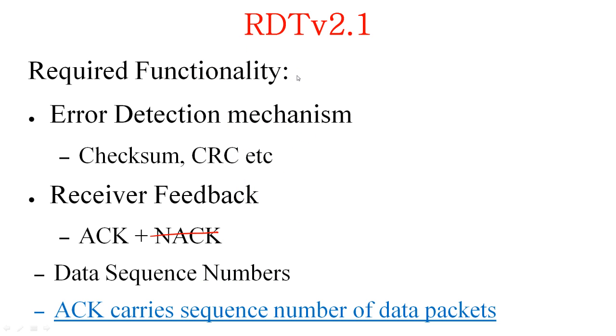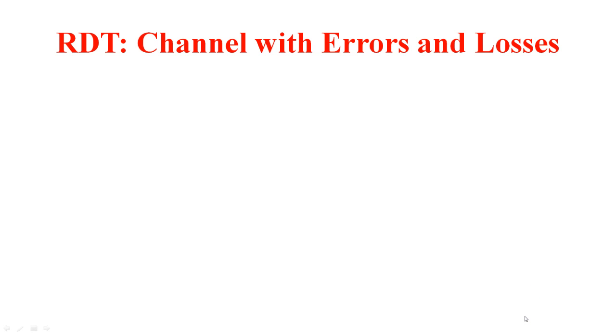So in our optimized version, we need the error detection mechanism. We need receiver feedback, but now we are just relying on ACKs and we need data sequence numbers. Since we are relying just on ACKs, the ACK carries the sequence number of data packets. So far, we have considered a channel with just bit errors, and we started with just error detection and built upon it and added these 3 other functionalities. Now we will move on to channels with errors as well as losses.